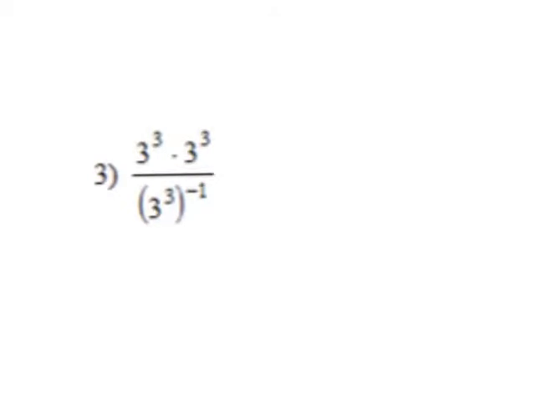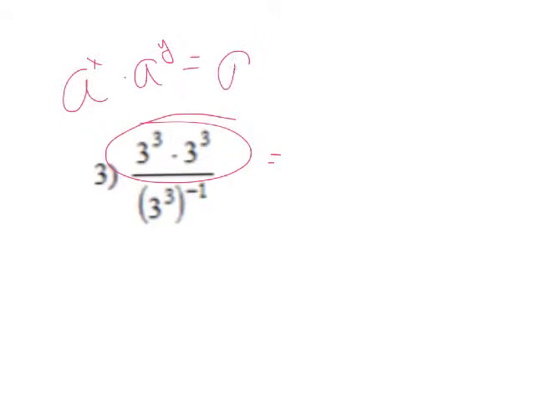For number 3, I'm going to go ahead and do the top here first. Since they have the same base, we know that the multiplication rule says a to the x times a to the y equals a to the x plus y. Therefore, this will be 3 to the 3 plus 3, which is 6. And that's over 3 to the third to the negative first power.